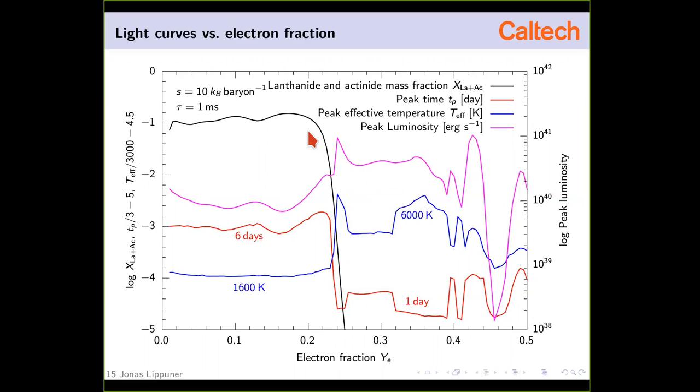The pink curve shows the peak luminosity, peaking on a timescale of about 6 days. It's fairly cold, so this is in the infrared. But once actinides and lanthanides go away, suddenly the luminosity goes up. The peak timescale is now on the order of a day, and it becomes bluish. The big oscillations you see are at high YEs.